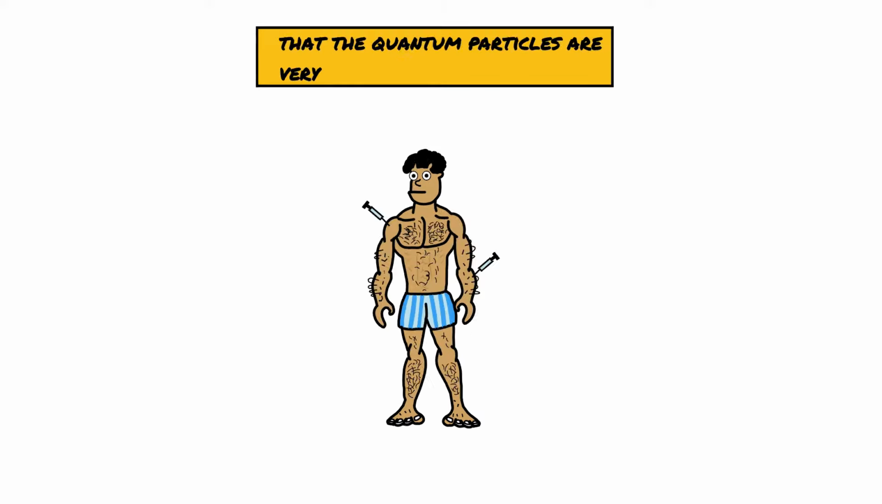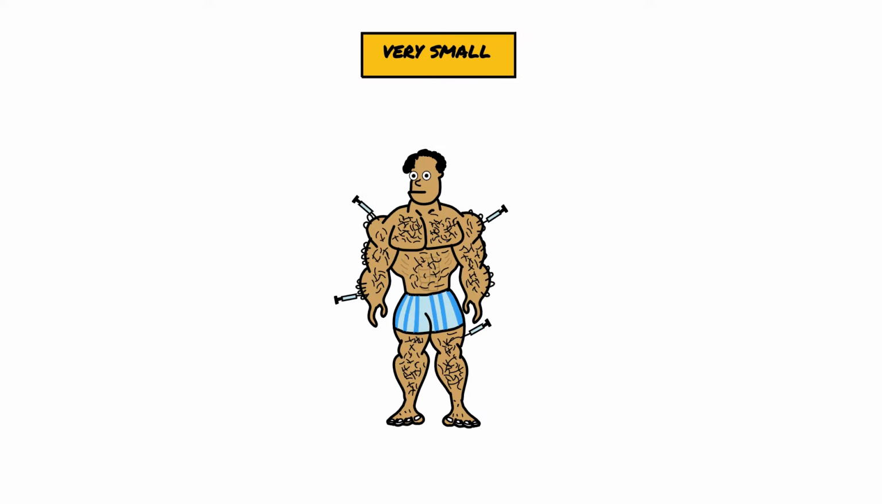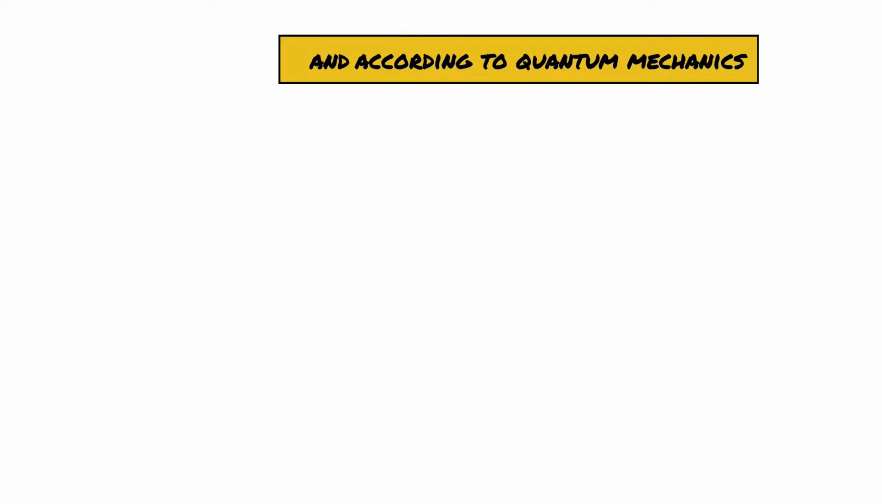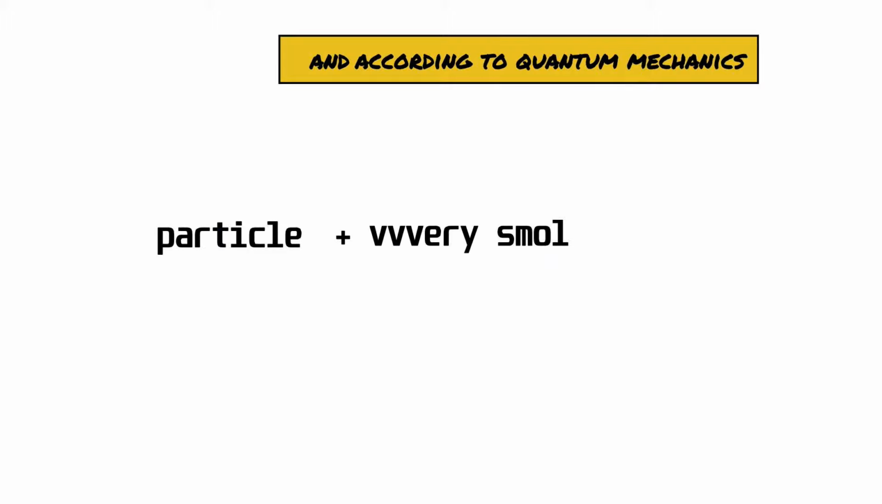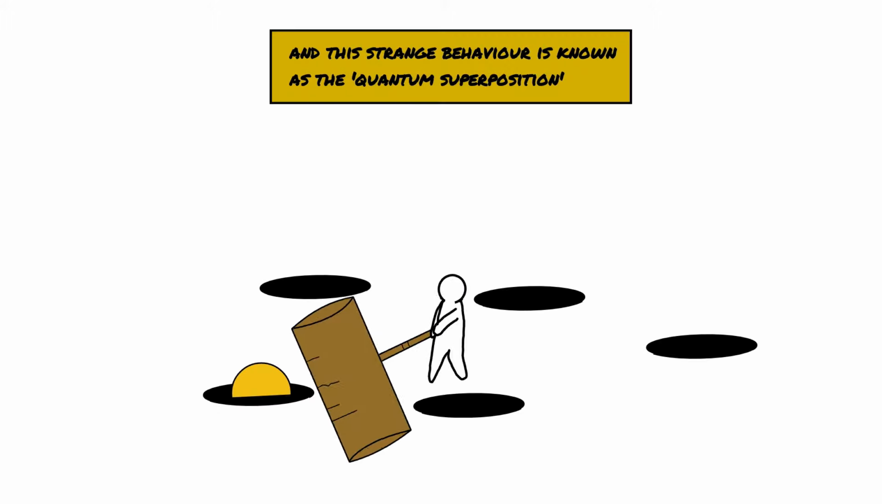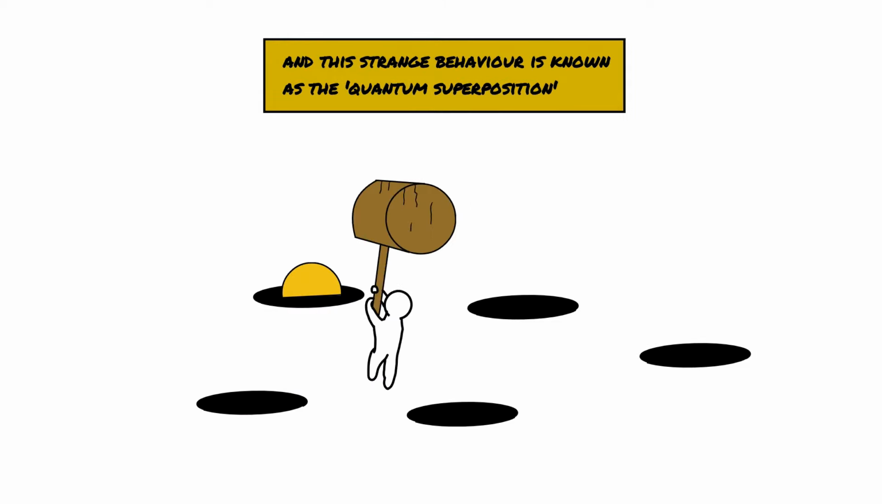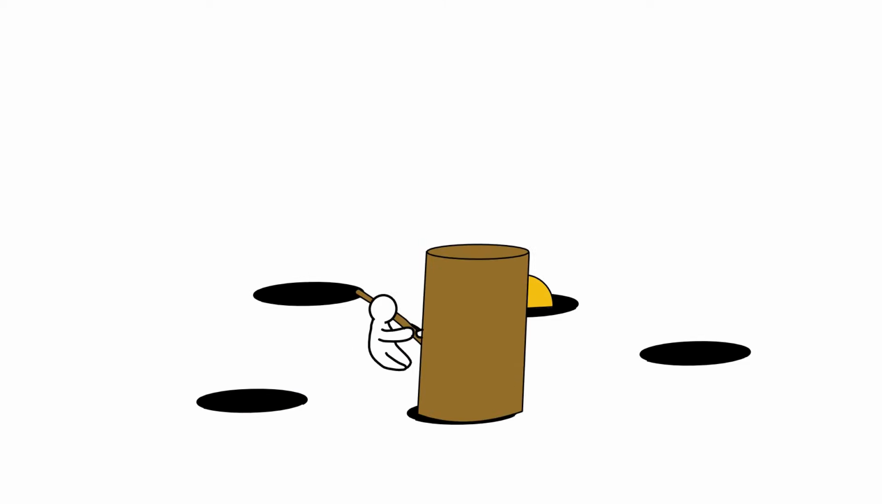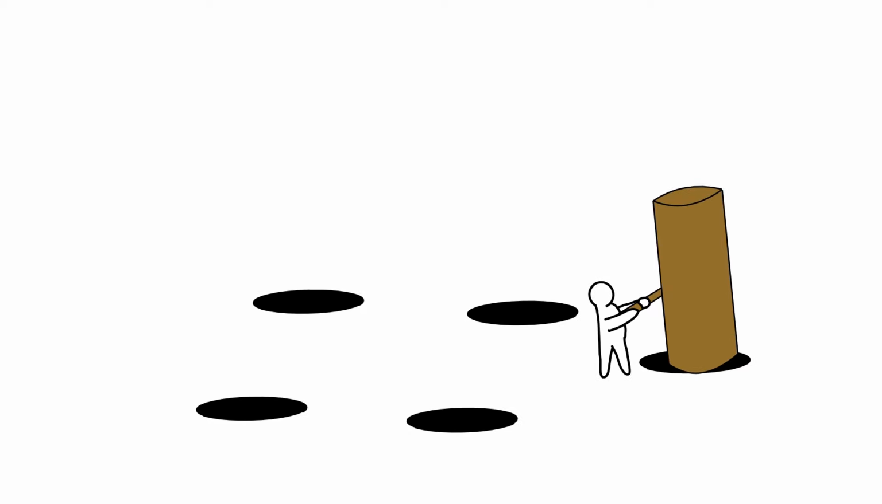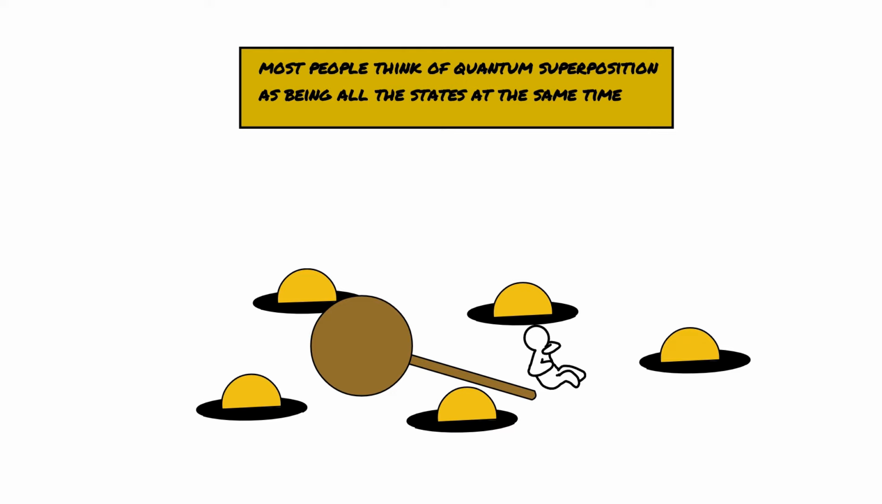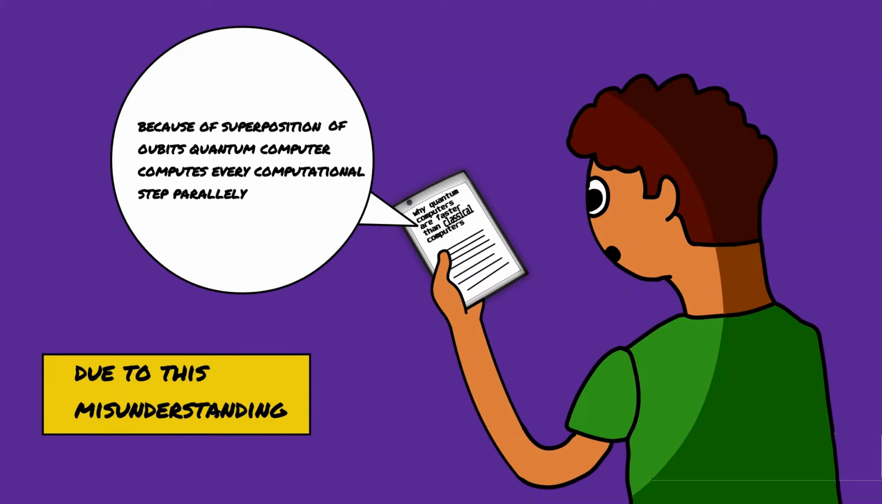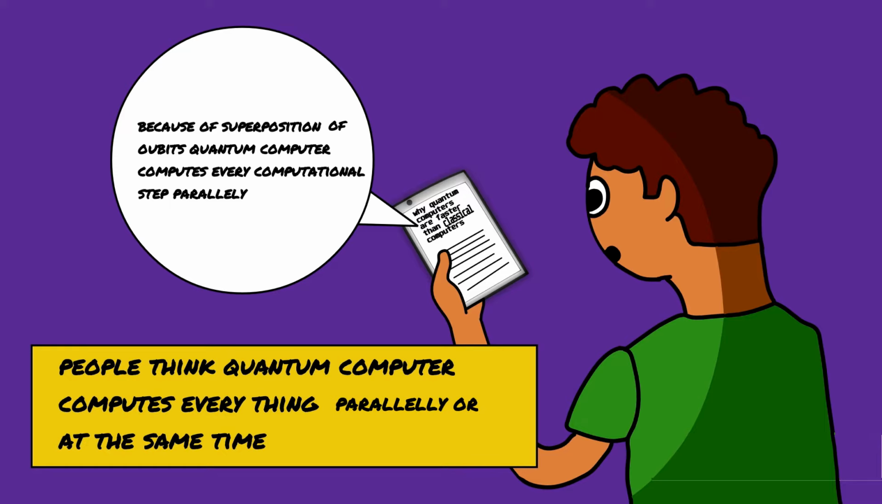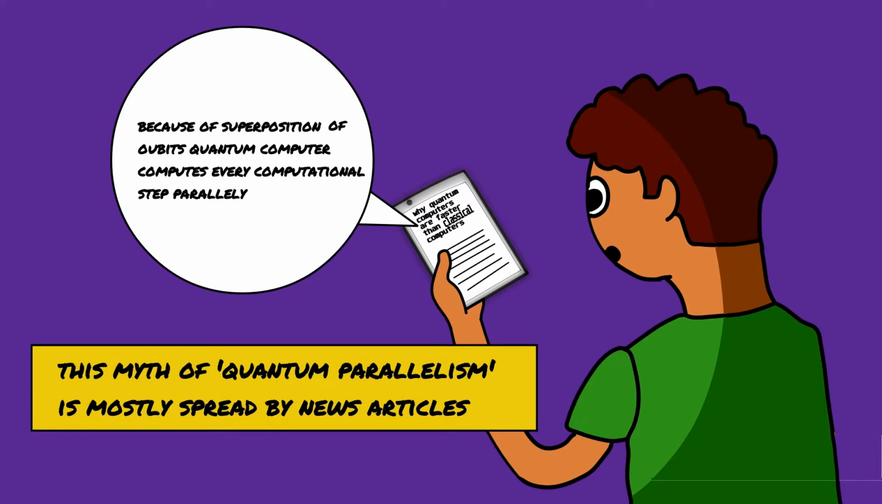Now as you may know, quantum particles are very, very small, and according to quantum mechanics, particle plus very, very small equals strange behavior, and this strange behavior is known as quantum superposition. Most people think of quantum superposition as being all the states at the same time. Due to this misunderstanding, people think quantum computers compute everything in parallel, or at the same time. This myth of quantum parallelism is mostly spread by news articles.